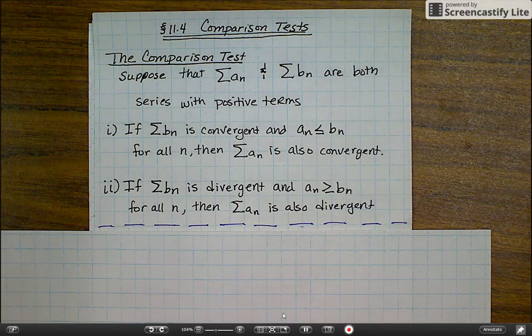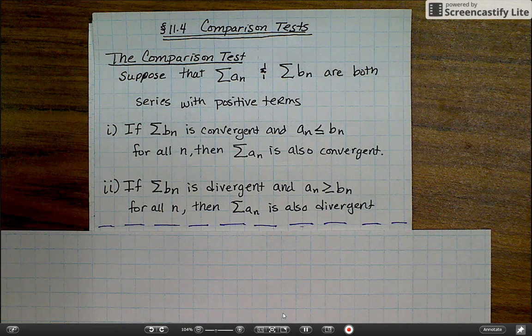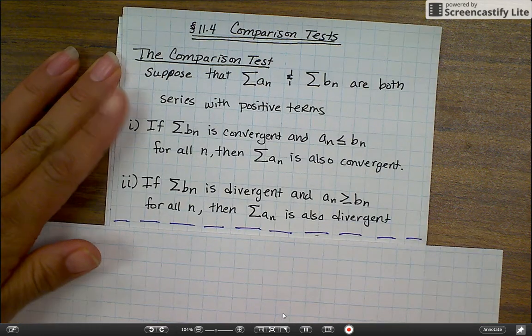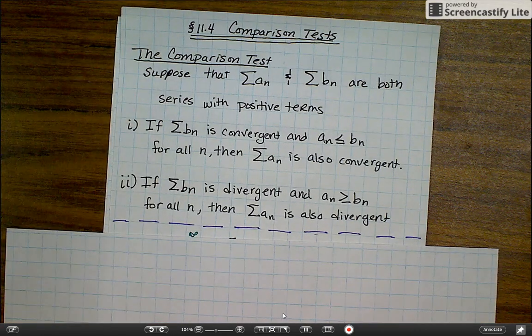Hello, students. Okay, so we are going to learn about comparison tests, which is 11.4. When I do this lesson, you might want to pause every once in a while just to be able to copy some of these things down.